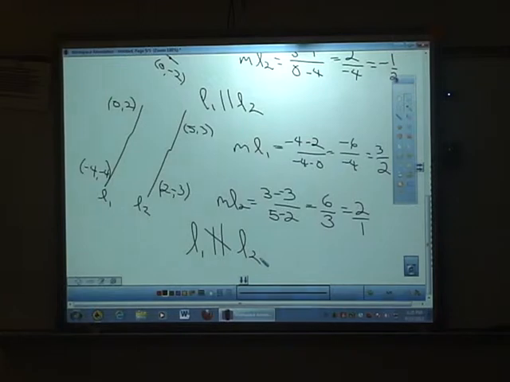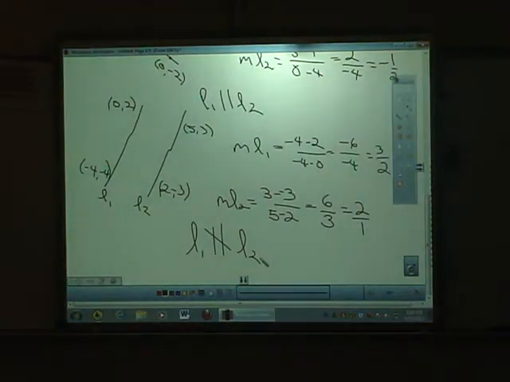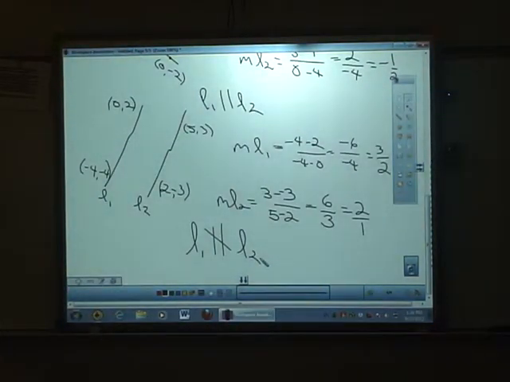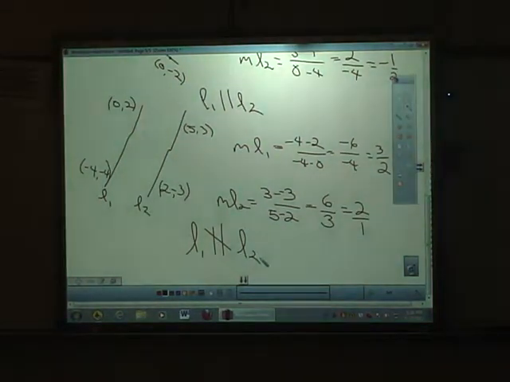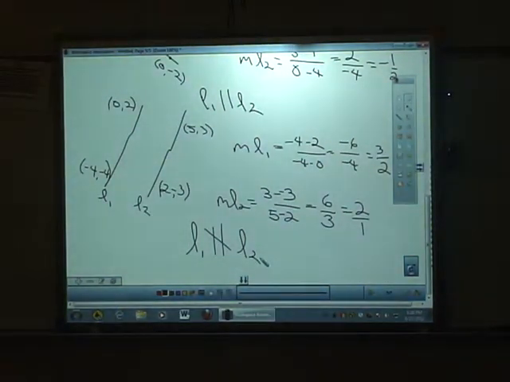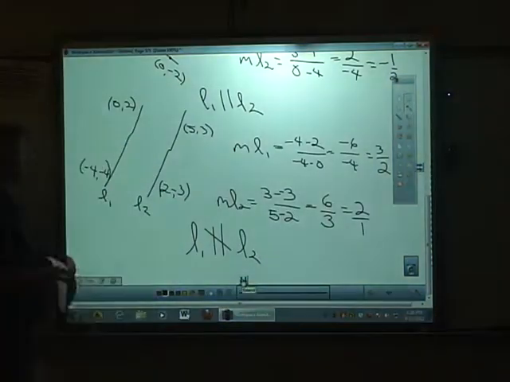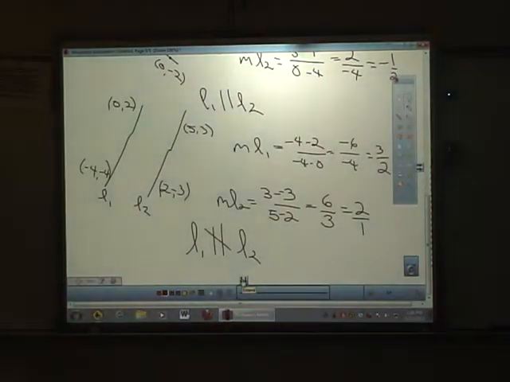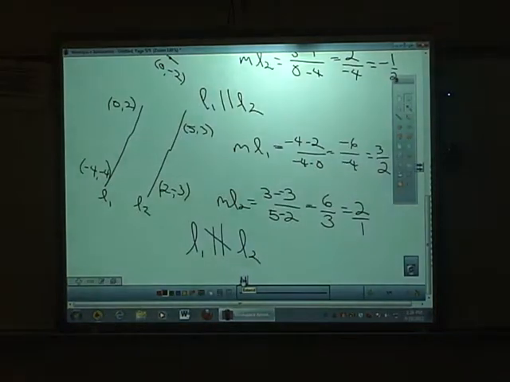So let's go back. The first example, we showed the slopes were the same. The second example, we showed the slopes were not the same. Slopes the same, lines parallel. Slopes not the same, lines not parallel. If you need to go back a little, say, hey, let's take a look at that example again, and the sub will go back.